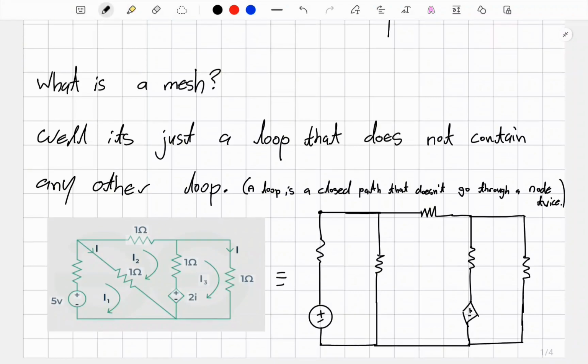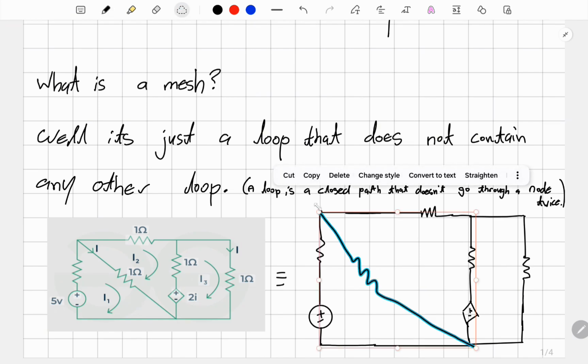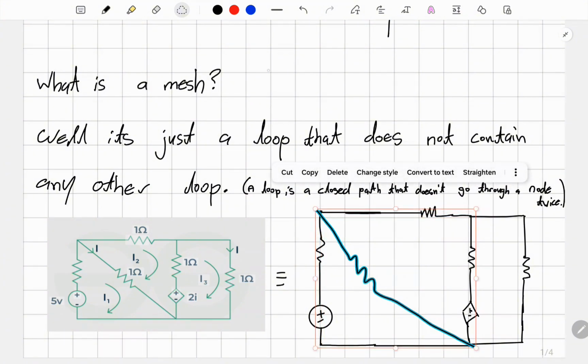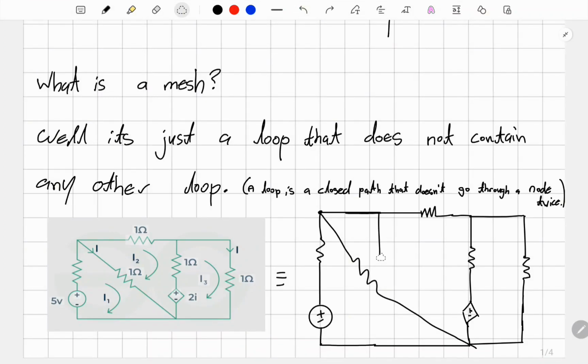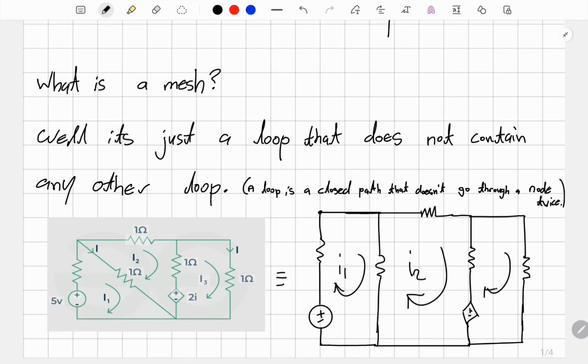If you'll notice the example on the right, it's the exact same circuit, but I redrew it so the resistor doesn't go diagonal. I took that resistor and said, let me just slide it down like so. This is the exact same circuit, so I have my I1, I2, and I3.